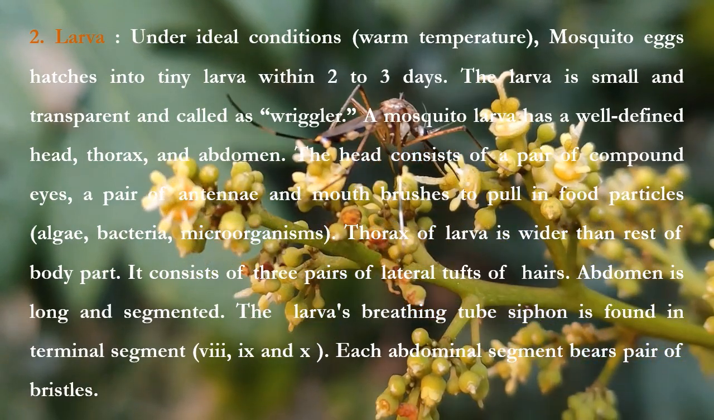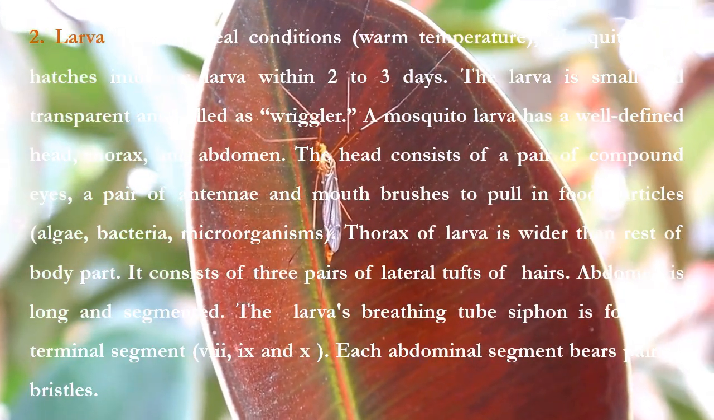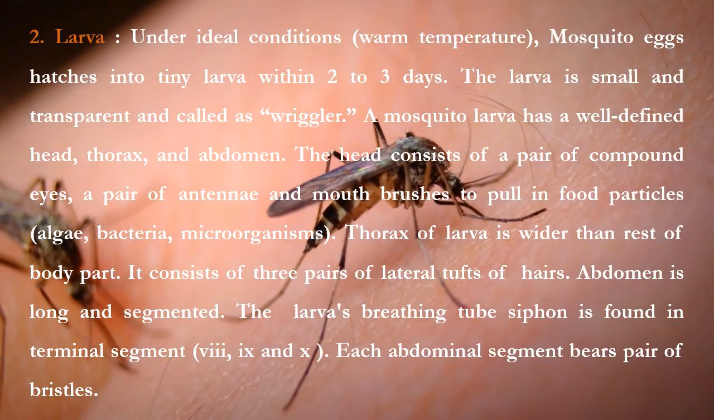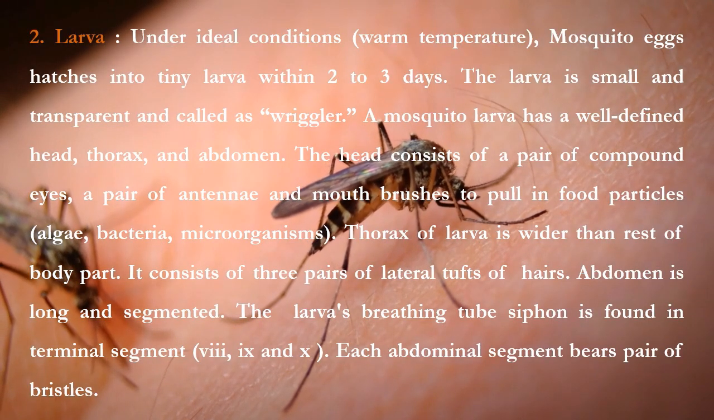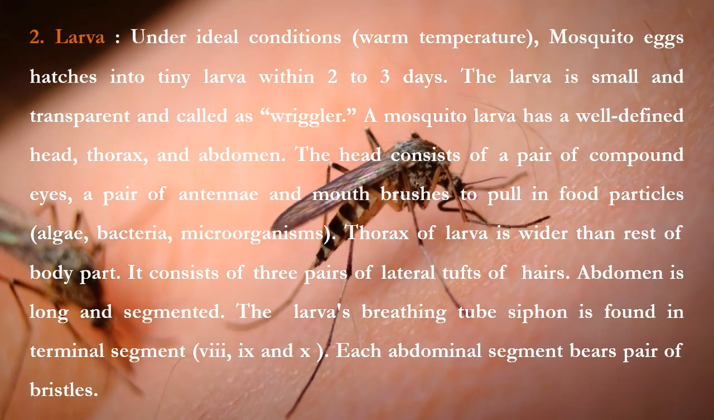It consists of three pairs of lateral tufts of hairs. The abdomen is long and segmented. The larva's breathing tube, the siphon, is found in the terminal segment, that is the 8th, 9th, and 10th segment. Each abdominal segment bears a pair of bristles.